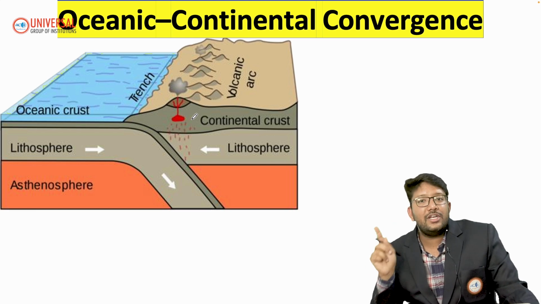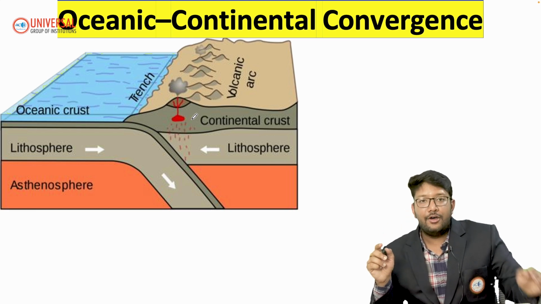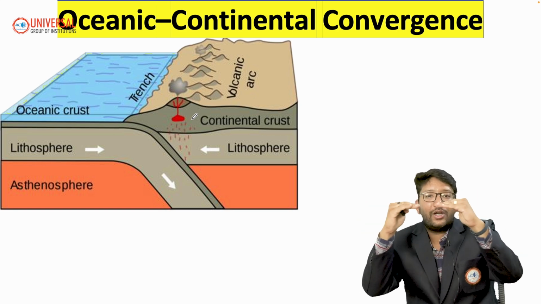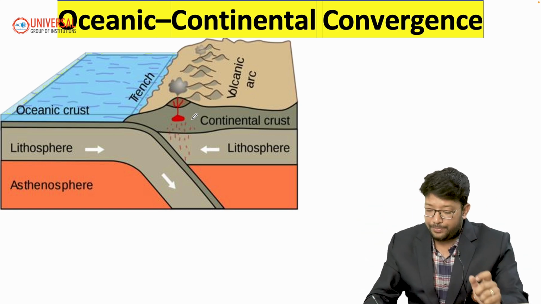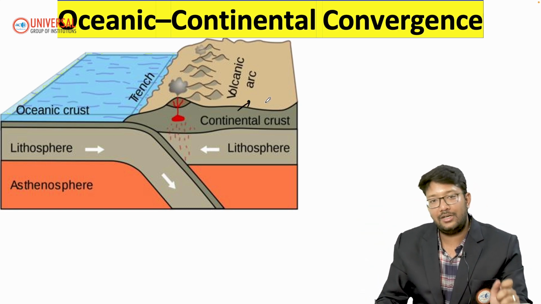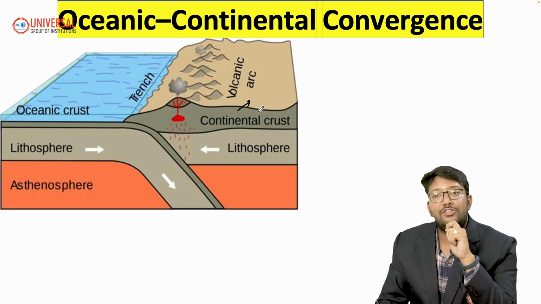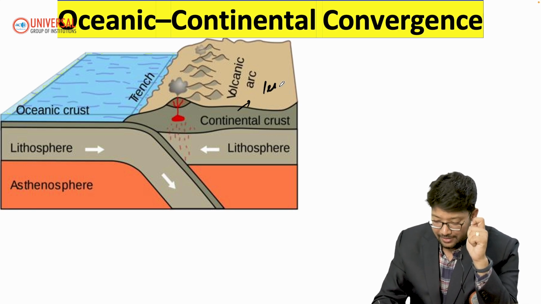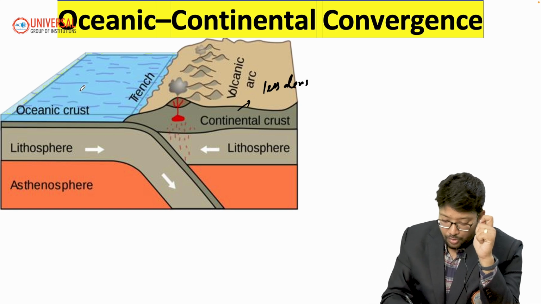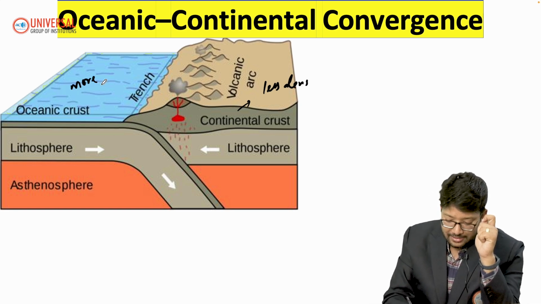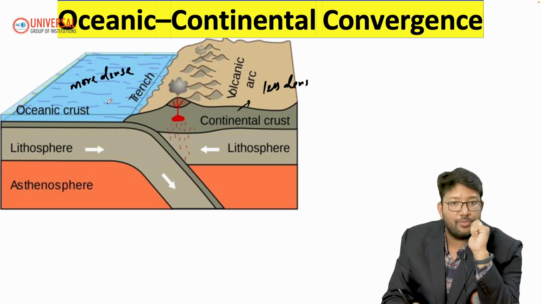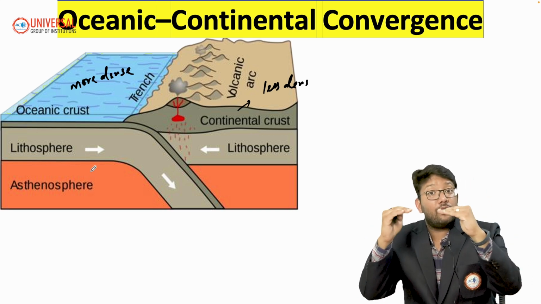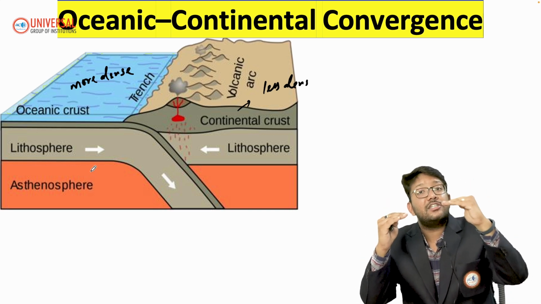First is oceanic-continental convergence. It means one crust is ocean, one crust is continent, and these two are colliding. In UPSC it was asked in the examination which of the following crusts is younger. Continental crust is less dense, and oceanic crust is more dense. Density means mass per volume. So when oceanic crust collides with continental crust, oceanic crust will go down.